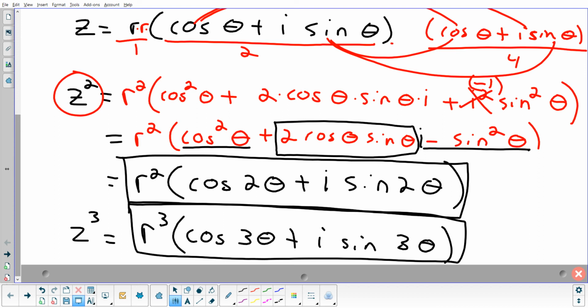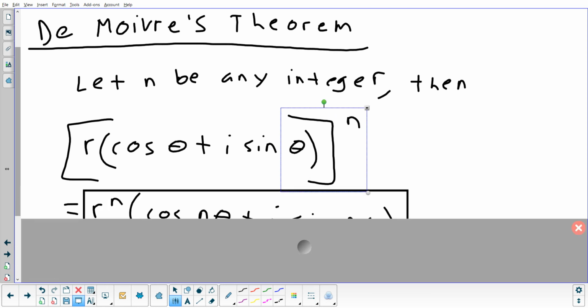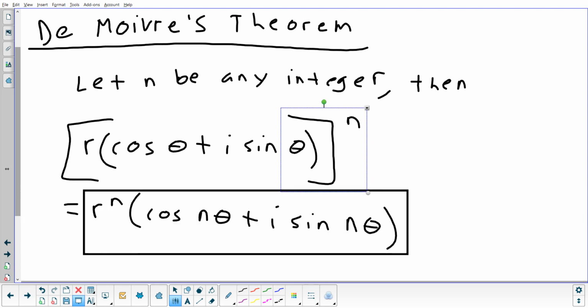So when you want to raise a complex number to a power, if it's in trig form, all you have to do is 2 things. And these 2 things are what we call DeMoivre's theorem. So you've got a complex number in trig form, and you want to raise this to the nth power. Now, this whole theorem is dependent on you already having the number in trig form. If it's not in trig form, you need to do that first. Once you get it in trig form, you do 2 things.